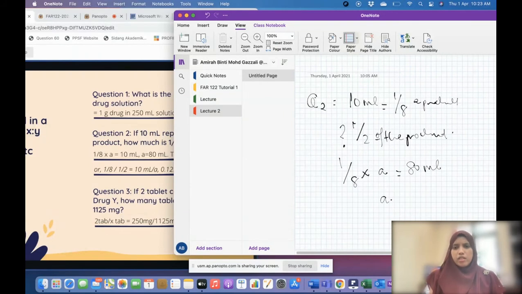So equal to 10 ml. Okay, equal to 10 ml. So A should be 80 ml. So if we want to know 1/2 of 80 ml, it should be 40 ml. So this is how we answer question number 2.